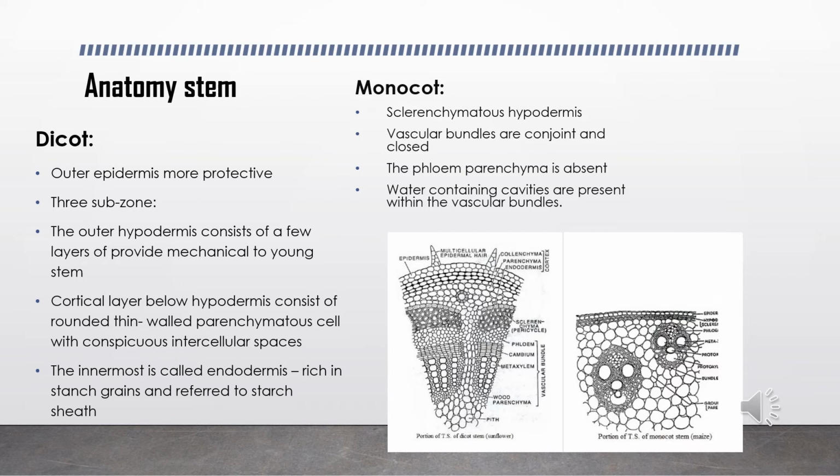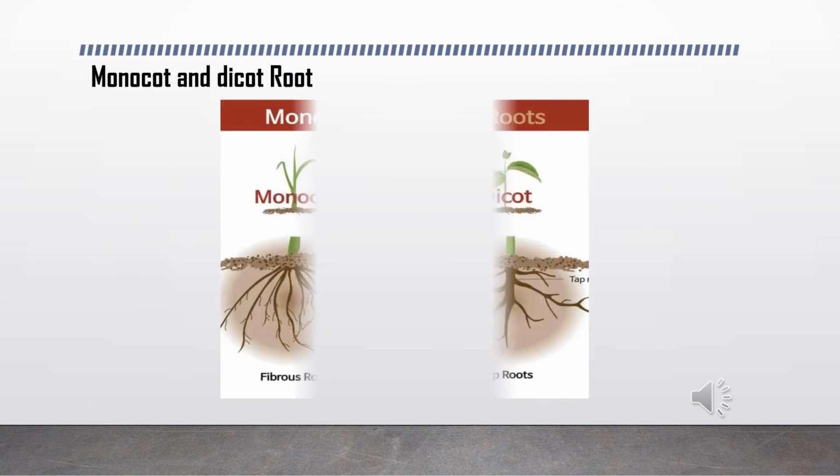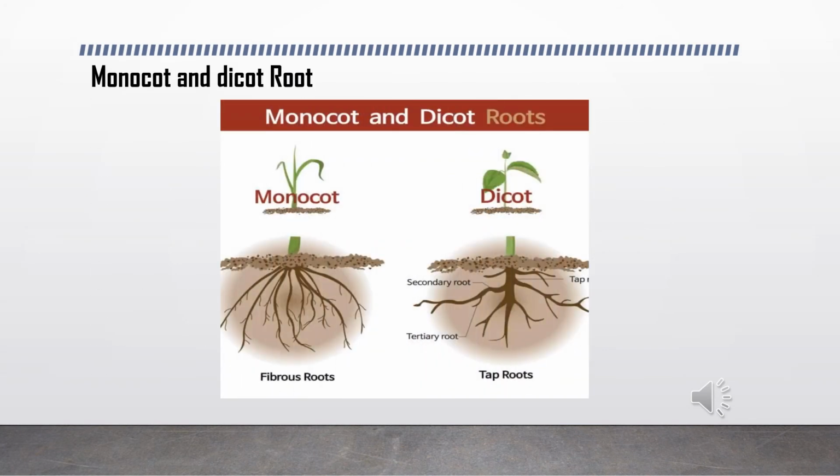Monocot anatomy stem. The monocot stem has a sclerenchymatous hypodermis. The vascular bundles are conjoined and closed. The phloem parenchyma is absent. Water-containing cavities are present within the vascular bundles. Monocot and dicot root. The difference we see in the physical roots of monocot and dicot is that monocot have fibrous roots, while dicot have tap roots.